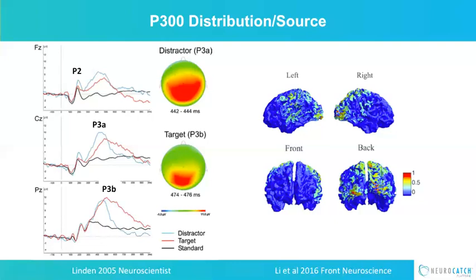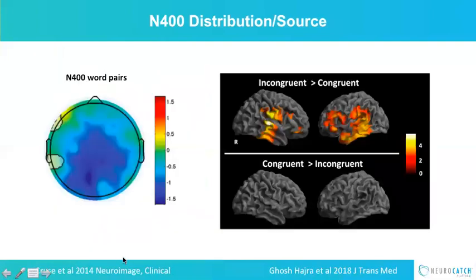So where the N100 was much more localized, you would expect, because you're going up in information processing, you're now starting to use much more distributed neural systems. So what about the N400? Well, the N400 creates a similar sort of thing.